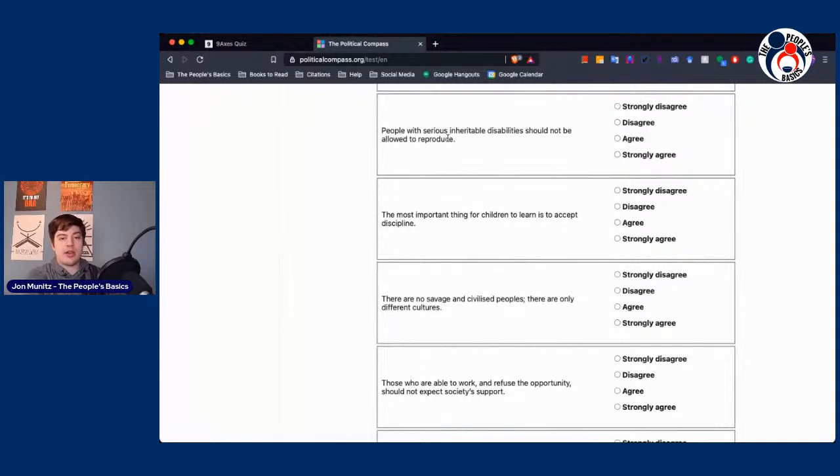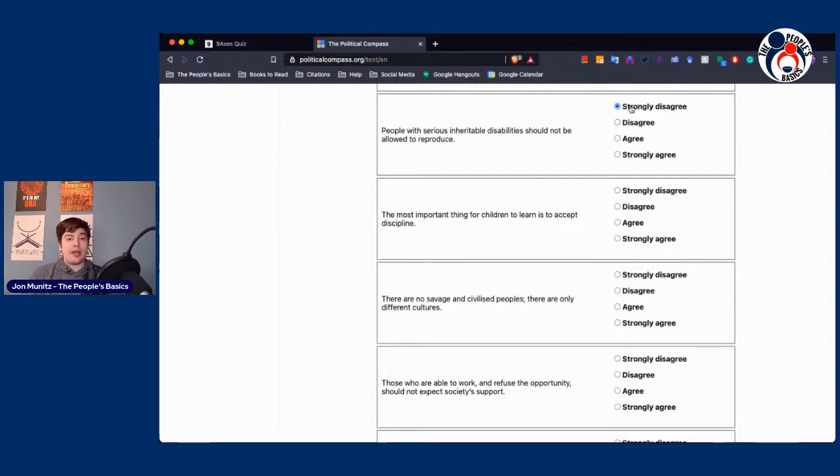Next, people with serious inheritable disabilities should not be allowed to reproduce. I strongly disagree. It is a human right for every person to be able to reproduce. Now, mind you, should everyone do it? No. They should be responsible and only bring a child into this world when they feel capable of being able to take care of it. But I strongly disagree that we should be putting any form of restriction on people's ability to have children.